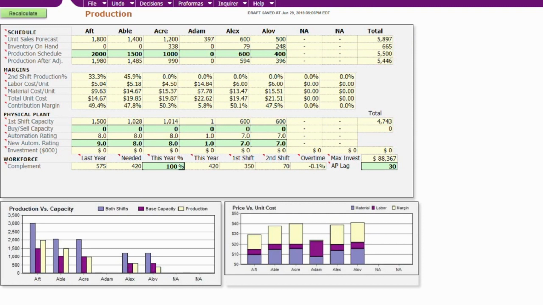For Adam, we decommissioned it because it was not feasible to be profitable from that product line. So we did not order any unit.